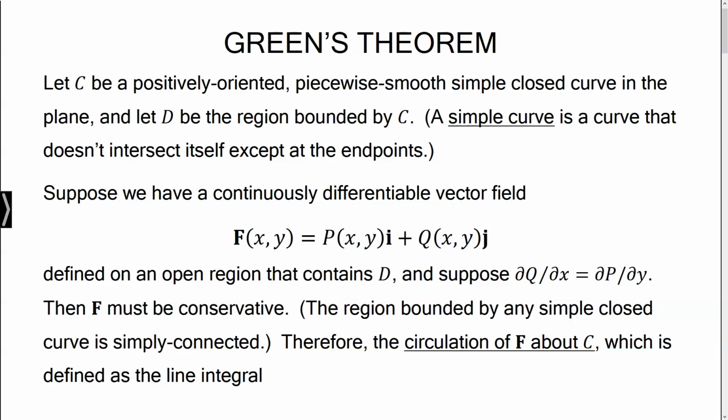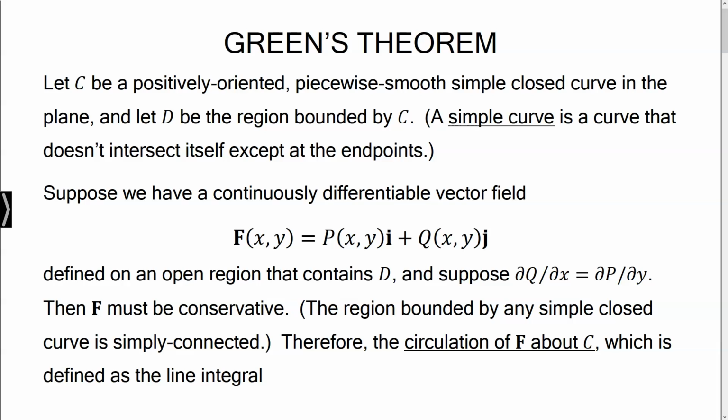Now, if you have a continuously differentiable vector field, and let's say that we know that partial Q with respect to x is equal to partial P with respect to y. That was one of the equivalent conditions for the vector field to be conservative. Okay? So Green's theorem is not really going to help us much for conservative vector fields. Because if we have a conservative vector field, we saw that one of the equivalent conditions, if you think about independence of path, is that around closed curves, you always get zero. So Green's theorem is really helping us for the non-conservative vector fields.